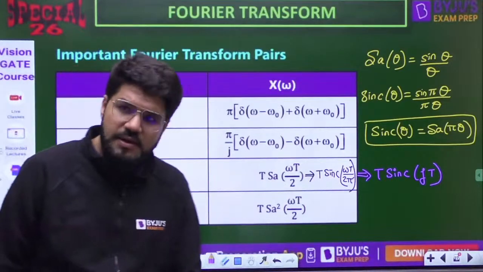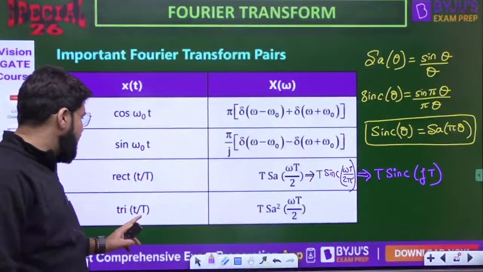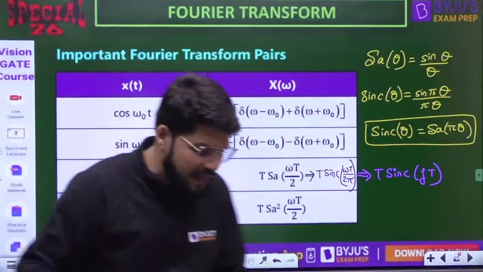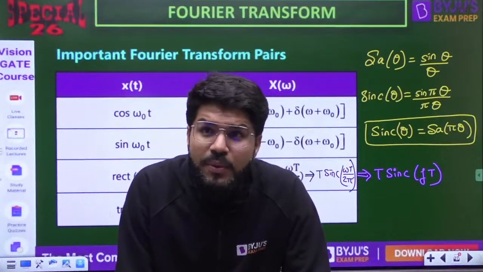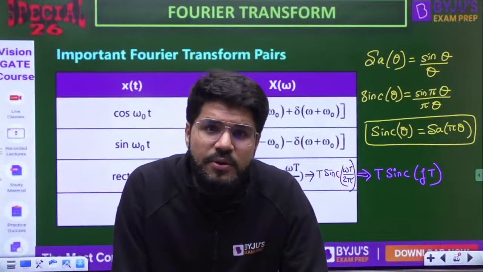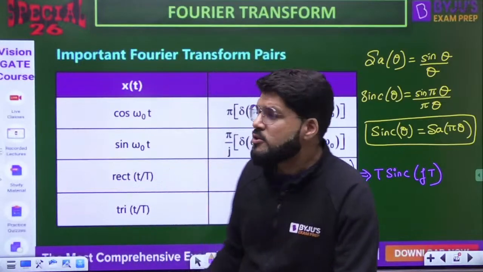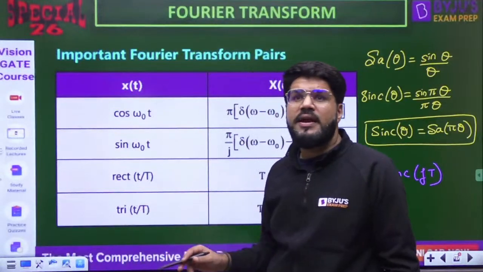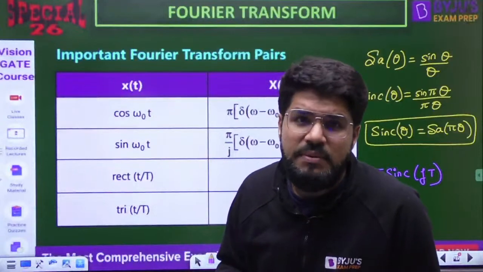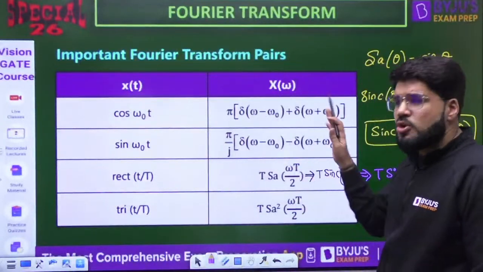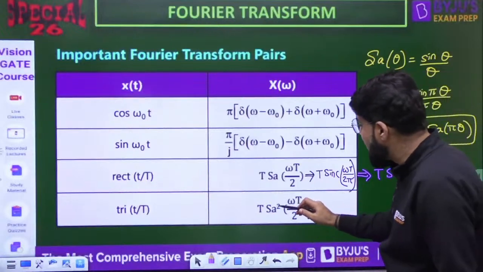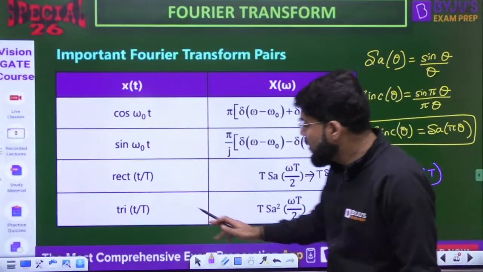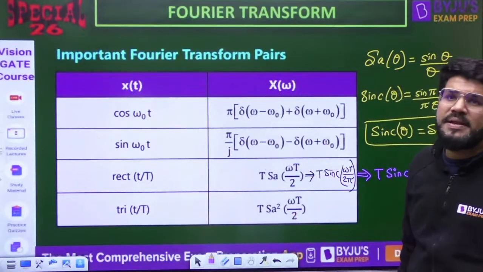Now a triangle is obtained by rect convolution rect, if you remember the LTI system fundamentals. Whenever two rectangles of equal duration are convolved, you get a triangle. So triangle is obtained by rect convolution rect, and whenever there is convolution in time, there is multiplication in frequency. Derivations, as I told you, are not required right now. Solving it, you get T sampling square omega t by 2. The Fourier transform of triangle is in terms of sampling square.